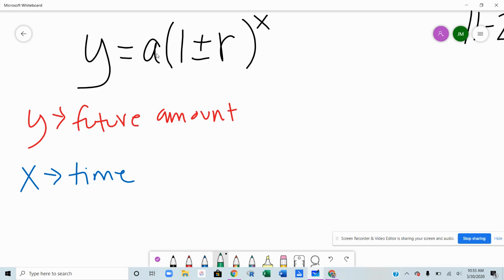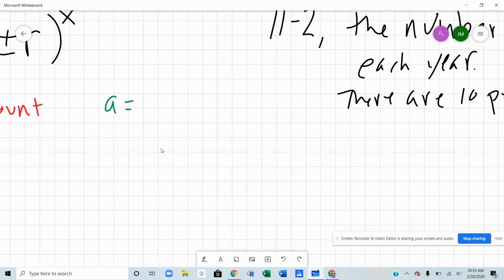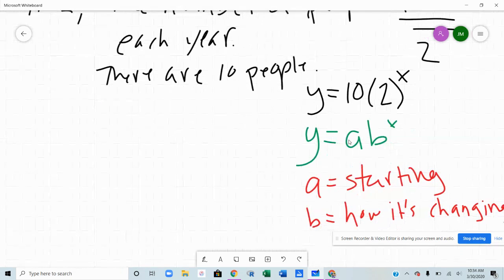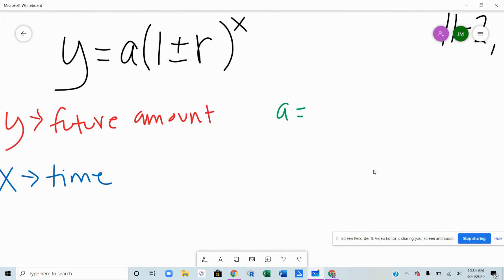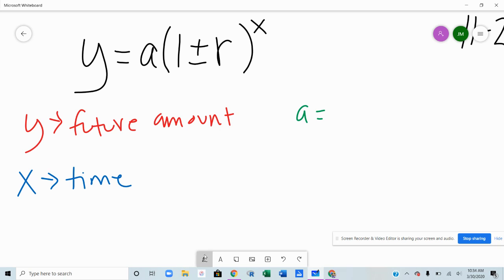A and R are numbers that you are going to plug in. A is the same as this A. That's why we use the same letters, which is your starting amount. So A here is also the starting amount. How much do you start with?